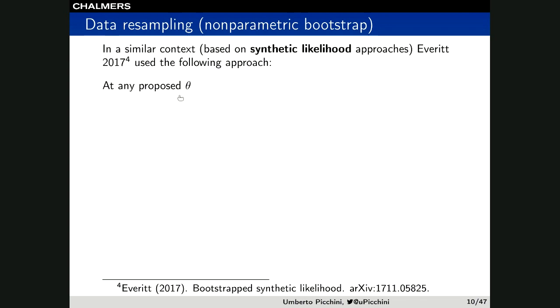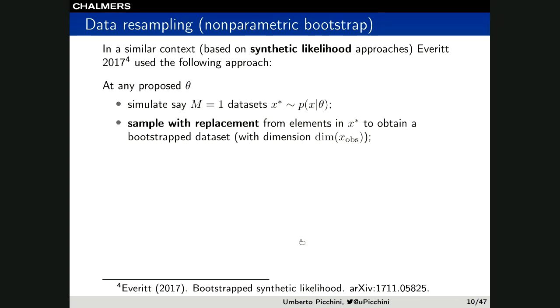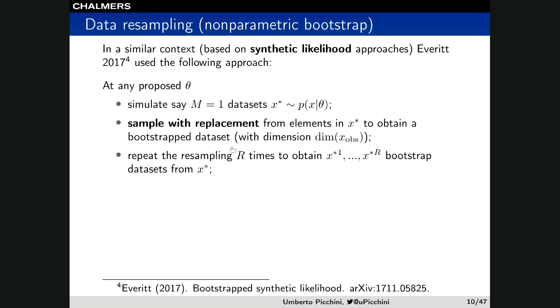So it worked like this. For any proposed parameter, we simulate one data set from the simulator. We call it X star. And from X star, we sample with replacement, and therefore we obtain a bootstrap data set. Each data set that we form in this way will have the same dimension as the original data set, and we repeat this bootstrapping or resampling R times. So we obtain artificially R data sets from the one original data set that we simulated from our simulator.